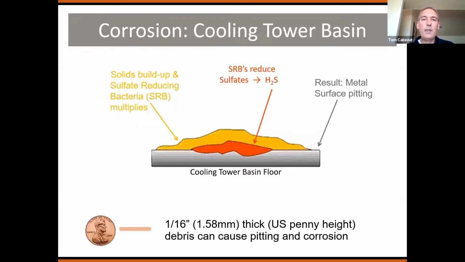So how does corrosion occur? If you allow solids to build up in the basin itself, you get sulfate reducing bacteria, the SRBs. They multiply. The SRBs reduce sulfates and turn them into hydrogen sulfide, resulting in metal surface pitting. The Center for Disease Control says all it takes is 1/16 of an inch of buildup in that basin to act as a barrier. So your corrosion inhibitors or your biocides that are there to treat the basins or the water will act as a barrier and cannot get to that metal surface. So you allow the bugs and the corrosion to occur even though you are treating your water.